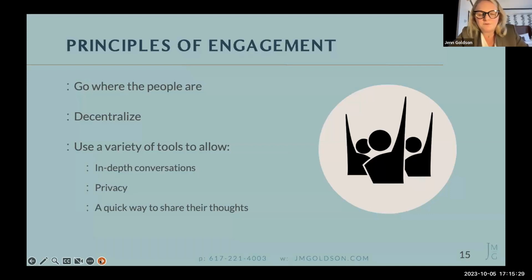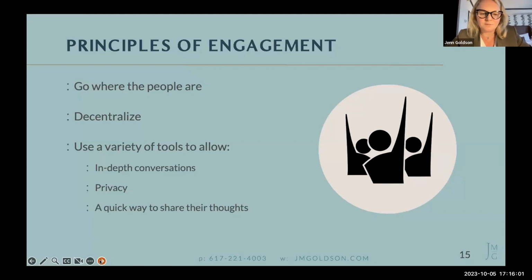And so these tools offer variety that allows various types of engagement. Some tools will provide the opportunity for really in-depth conversations for folks who want to spend hours talking about their vision and the goals that they want to achieve. We also have tools that allow for more privacy, for folks who aren't looking to engage and talk with other folks, but out of the privacy of their own home, perhaps they can take our survey, for instance.